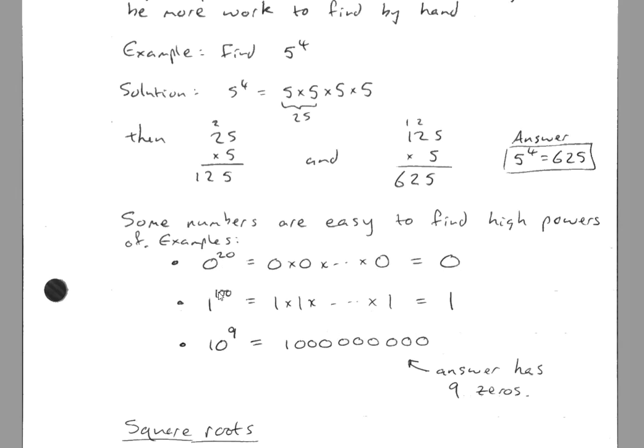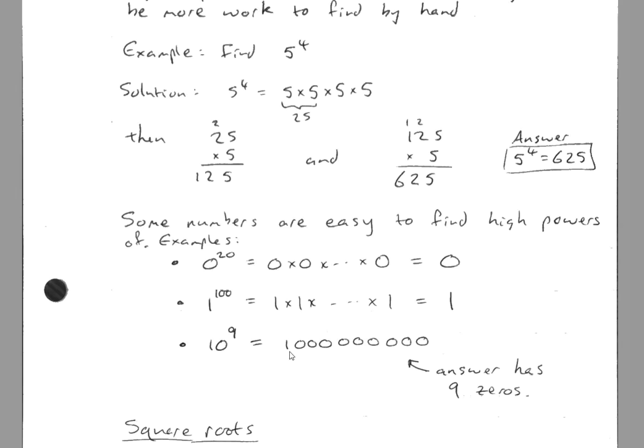Similar with 1, so any power of 1 is just 1. These are the only two numbers with that property. Tens, if the base is 10, then it's also an easy case. You don't have to do any work. Every time you multiply by 10, you just add a 0. So 10 to the power 9, you just get this big number, and it's got 9 zeros.